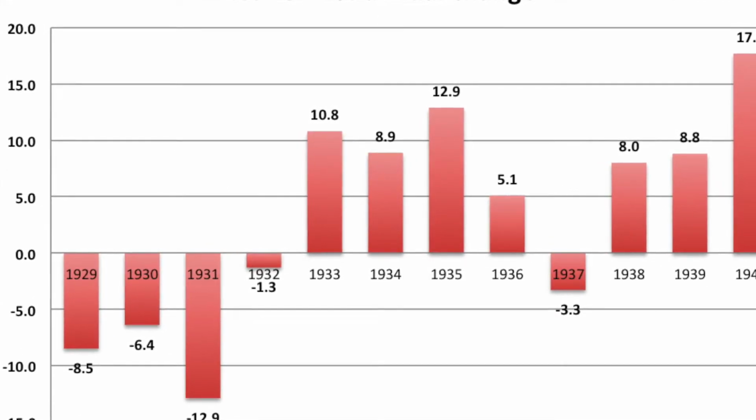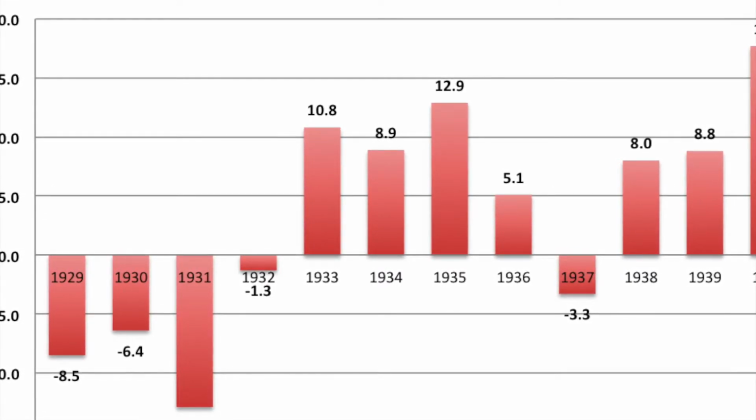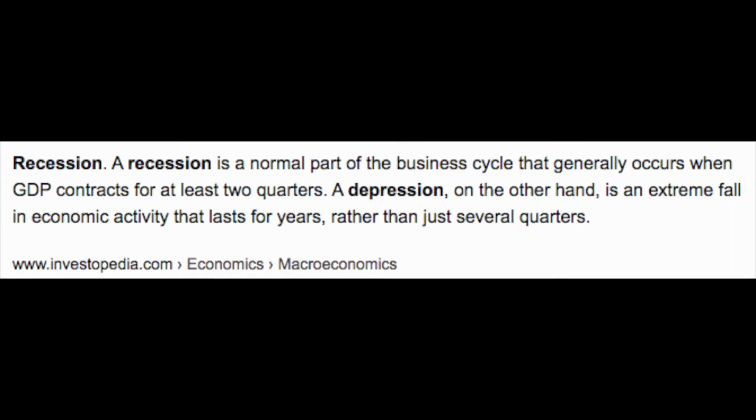Now let me explain the exact definitions of a recession versus a depression, because they do mean different things. A recession is just a drop in GDP for two consecutive quarters. So it doesn't even need to span a full year. It's just two consecutive quarters where GDP does not grow. But a depression is much more severe, and you're typically talking about a GDP drop that continues on for several years rather than just two quarters.